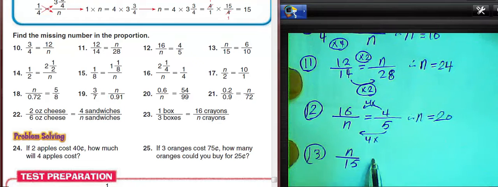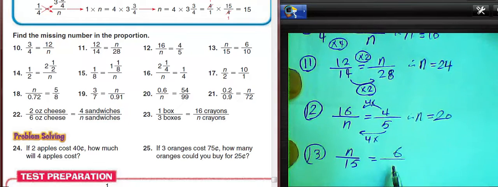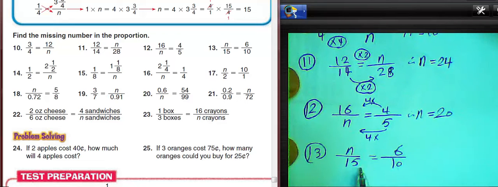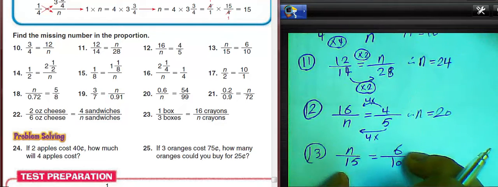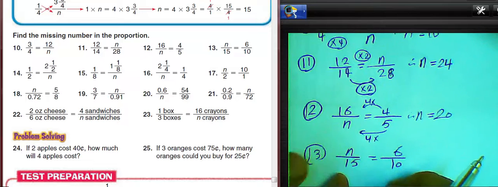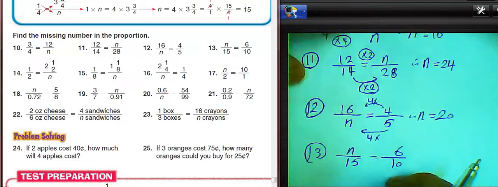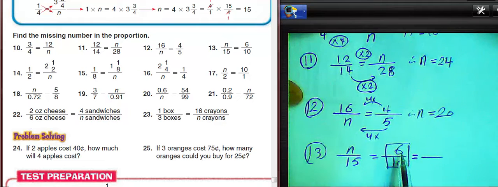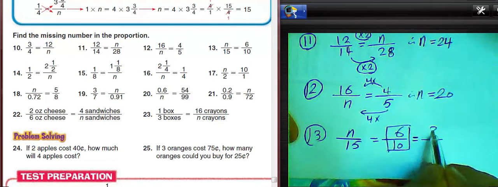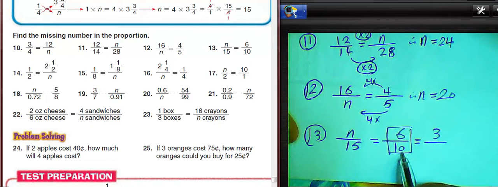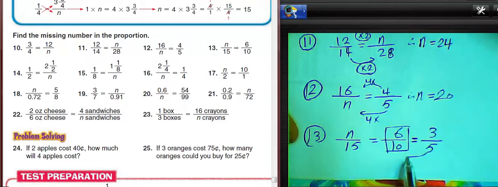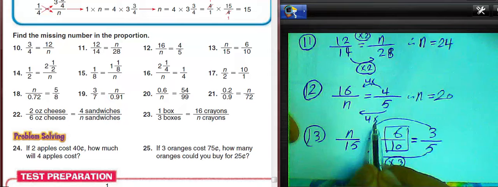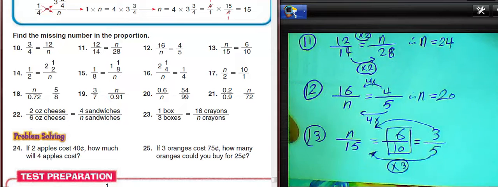Question 13: n over 15 equals 6 over 10. We can find the result by multiplication. The extremes are 6 and 15. We know the product of extremes equals the product of means. Or you can find the result by simplifying this fraction. 6 over 10, we can divide it by 2. 6 divided by 2 equals 3, 10 divided by 2 equals 5. Look here, 5 becomes 15 by multiplying by 3. Then 3 becomes 9 because 3 times 3 equals 9.